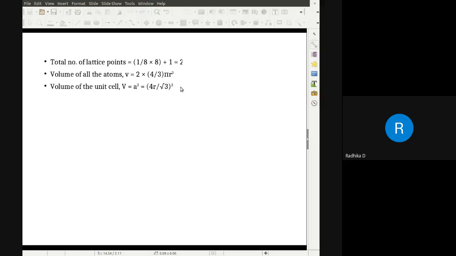Then what do you have to do? Find the ratio of small v by capital V, that is the atomic packing factor. You will get it like this, root 3 pi by 8, or 0.68. That means 68% of the body-centered cubic has been occupied by atoms. Left over, 100 minus 68, how much? 32. 32% is not occupied.